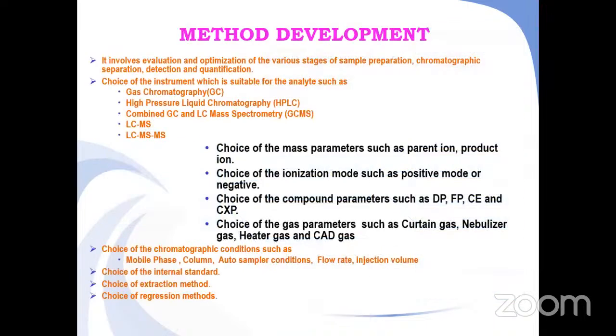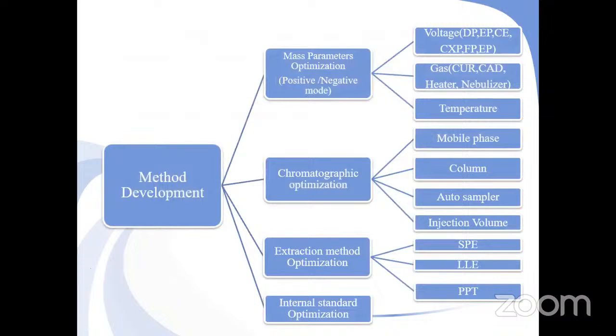Whereas the method development parameters as a flowchart: mass parameter optimization, positive and negative mode. So what we discussed earlier is in the flow diagram: chromatographic conditions, extraction methods, and mass parameters such as voltage, gas, and temperature. Chromatographic optimization covers mobile phase, column, autosampler, and injection volume. Extraction methods, just now, SPE, LLE, and protein precipitation. Then internal standard optimization. So this is method development for hyphenated techniques in the form of a flowchart.